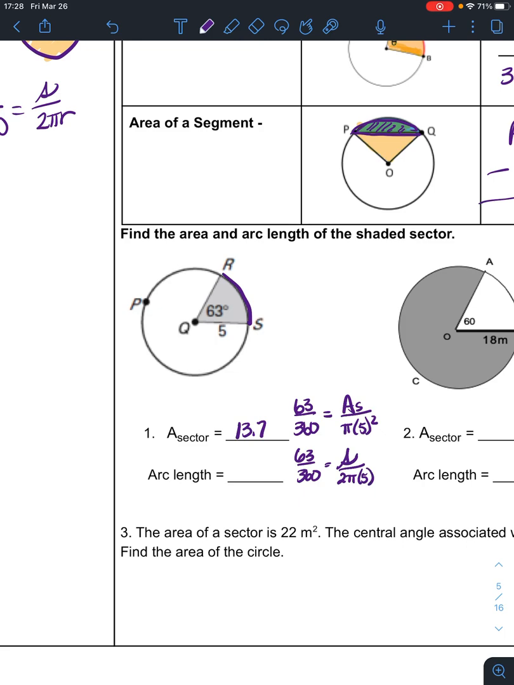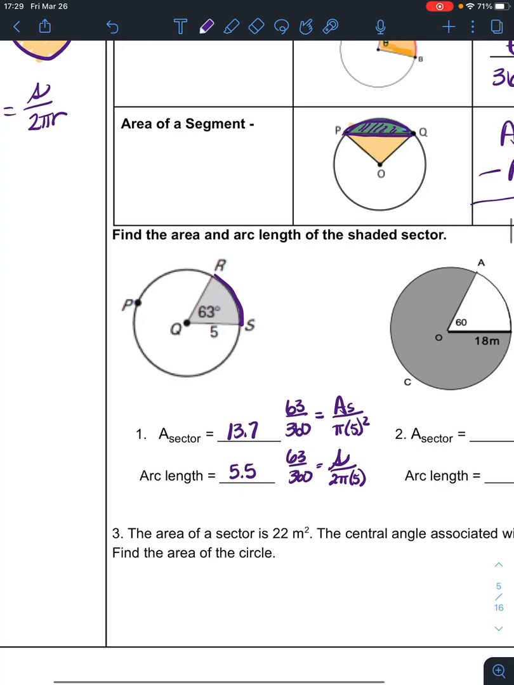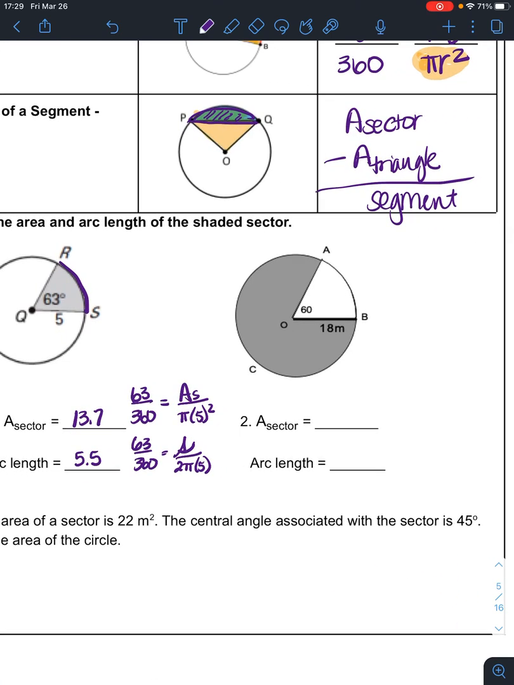We could go find it and then come back and plug that in, but we can just do this all at the same time. So you cross multiply 63 times 10 pi divided by 360, and you get that the arc length is 5.5 units. Same thing with number 2.